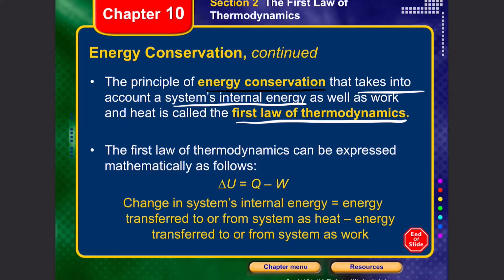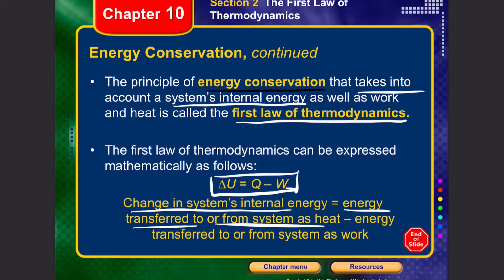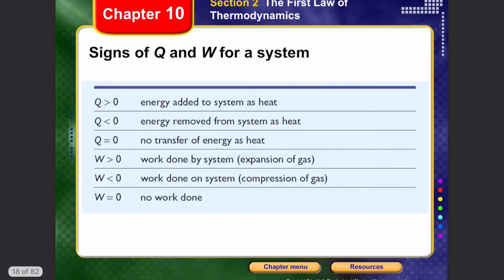So the first law of thermodynamics basically states that the change in internal energy is the difference between heat and work. So the change in the system's internal energy is the energy transferred to or from the system as heat, and energy transferred to or from the system as work.